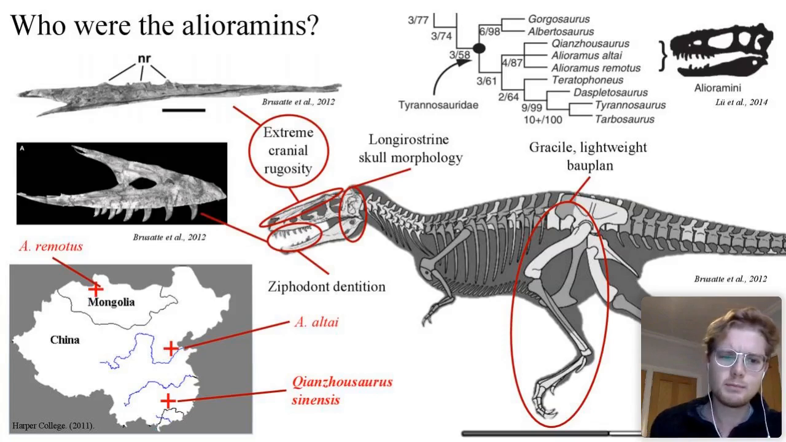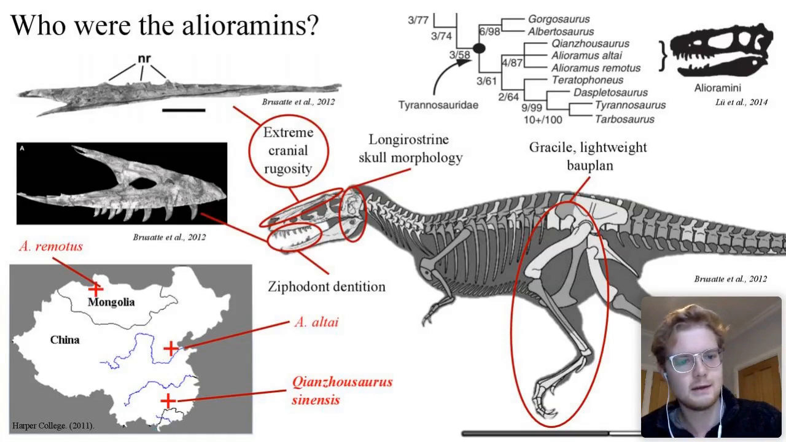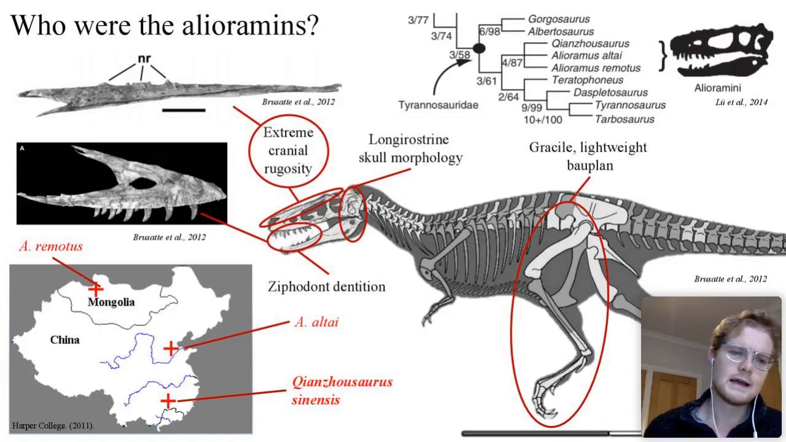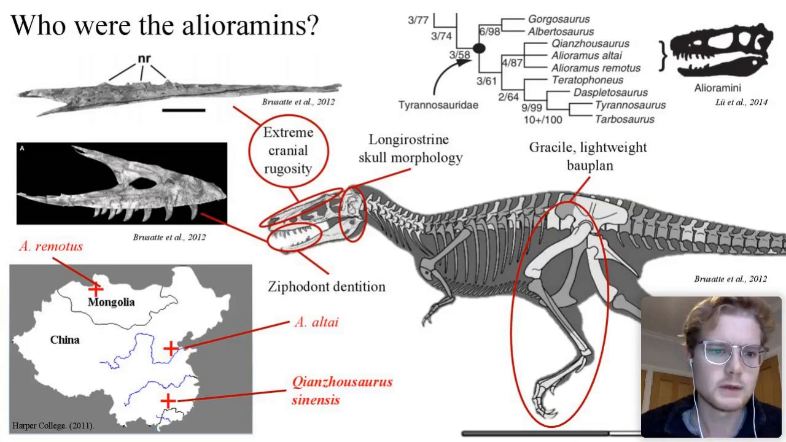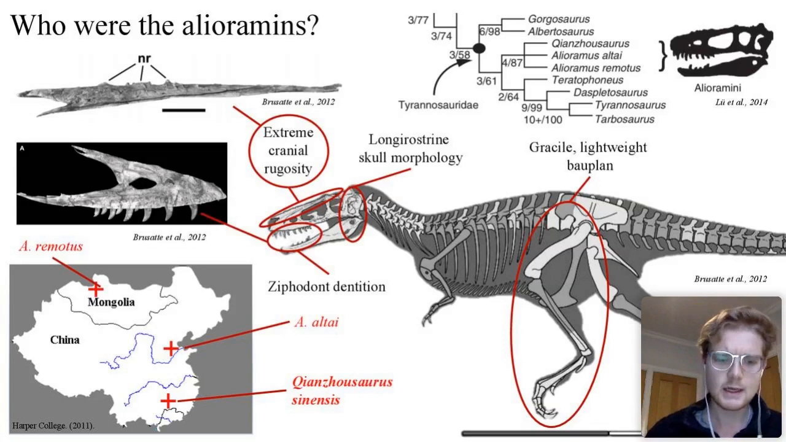The second and probably most important thing we see in alioramins is this very long and low, or longirostrine, condition in the skull. You can see the maxilla there just below the nasals. That's also of Alioramus. And in alioramins, the snout length tends to be twice as long as anything in the posterior skull. So these were dinosaurs with very long skulls compared to a lot of other tyrannosaurids.